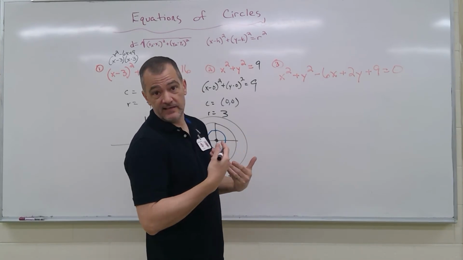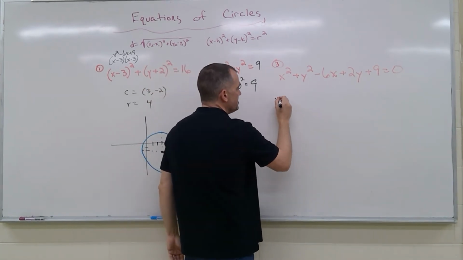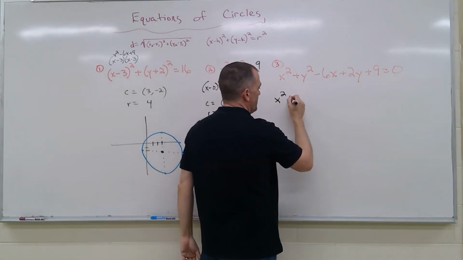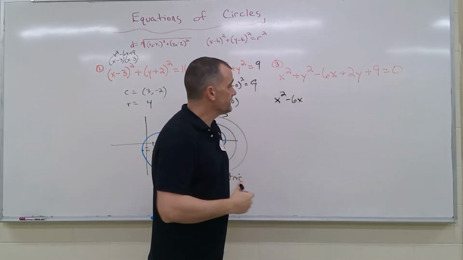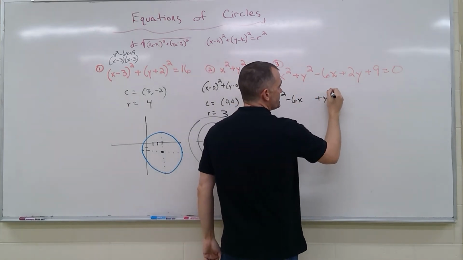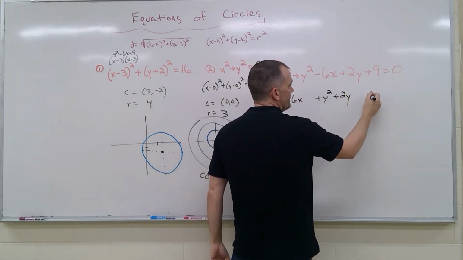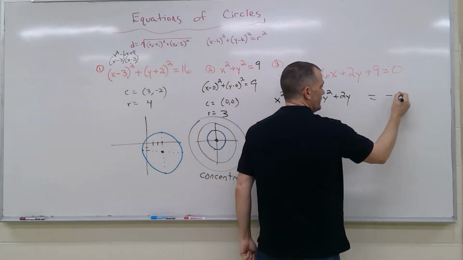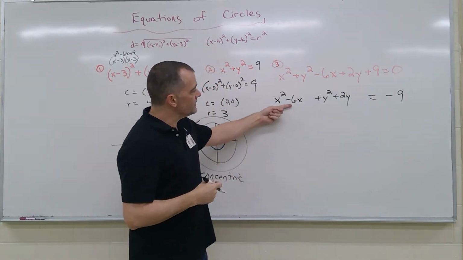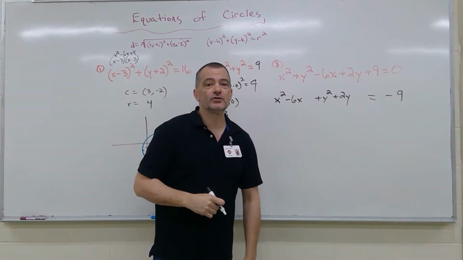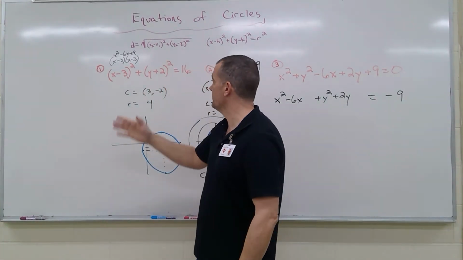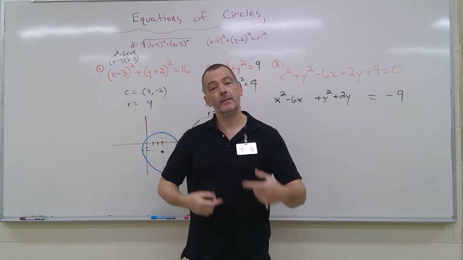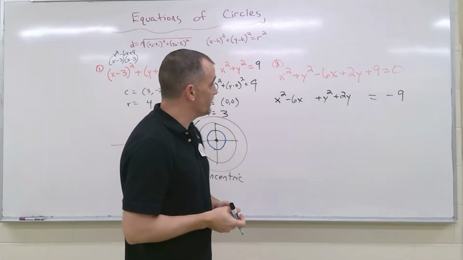So here's my technique. This is just me. I like getting x squared minus 6x right there. I'm going to keep y squared and 2y right there. And the 9, I'm just going to subtract 9 on both sides. Move it on over. And what I'm going to do is take this binomial and turn it into a perfect square trinomial, just like what's over here, by using the process of completing the square.